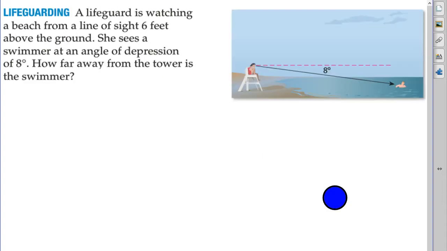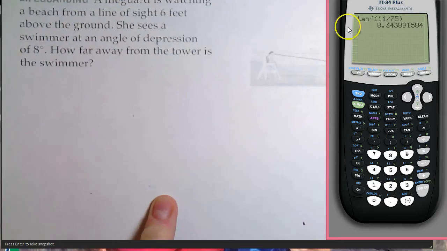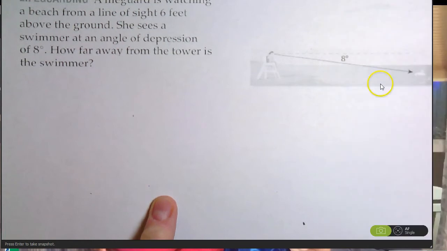Now on to the second example. A lifeguard is watching from a beach, a line of sight 6 feet above the ground. She sees a swimmer at an angle of depression of 8 degrees. How far away from the tower is the swimmer? Okay, so I don't need the calculator, so I'm going to put him away for a minute.